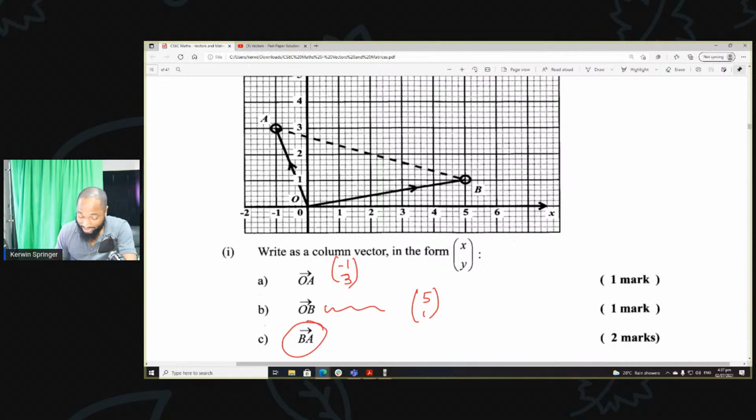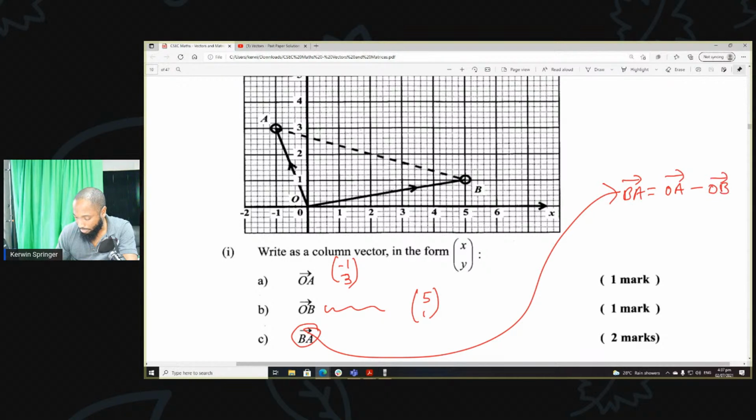So BA, you want our vectors to come like this. This is a vector question because the toughest thing here is the triangle law: OA minus OB. So OA is -1, 3, and OB is 5, 1. OA minus OB gives -6, 2. What will you get for this one?